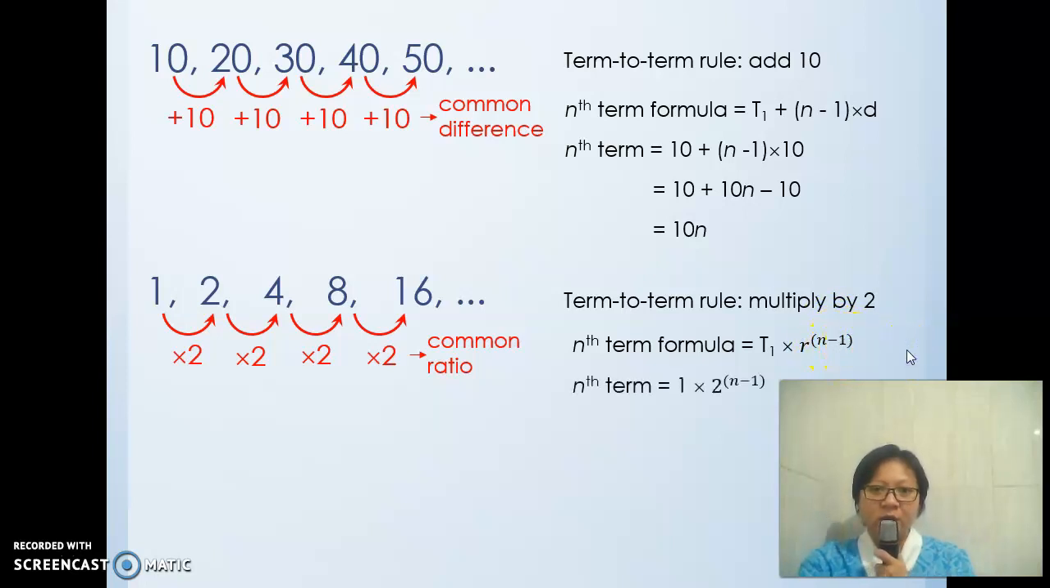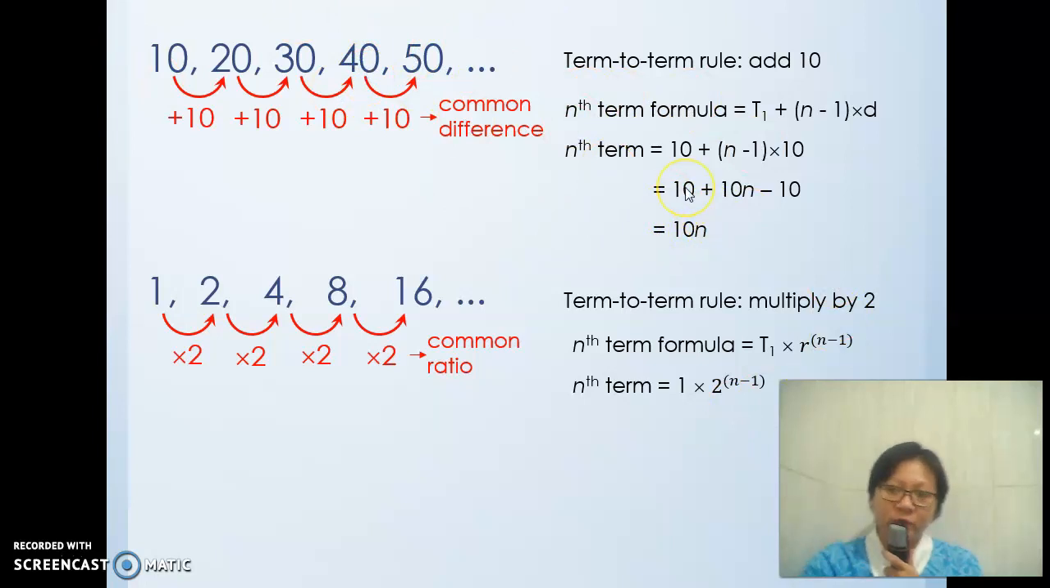What about the nth term? To find the nth term of this geometric sequence, we need to replace the first term with 1 because the first term of this geometric sequence is 1. Now we have the nth term for the geometric sequence. We also have the nth term for the arithmetic sequence.